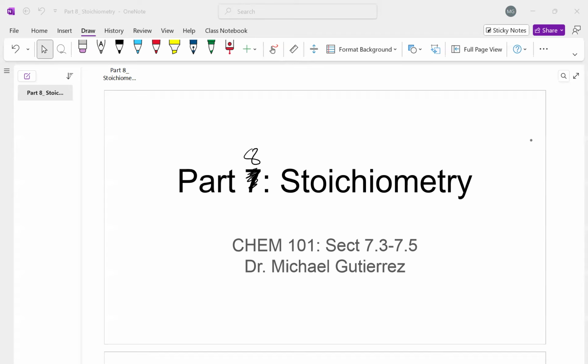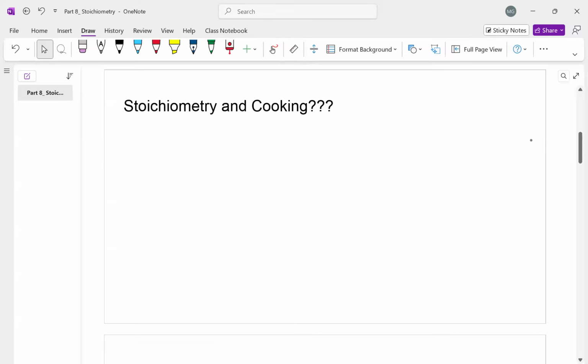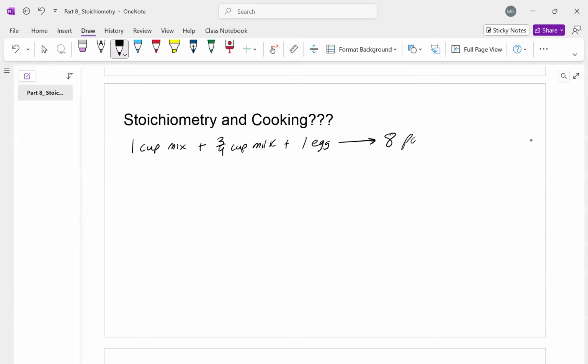The best way to relate stoichiometry to something real world is through cooking. You might ask, how is that even relevant? Well, I look at the kitchen as a lab. It's just that I get to eat the products once I'm done. So let's take a simple recipe and put it into chemistry terms. We could take a cup of pancake mix, add 3/4 cup of milk and 1 egg, mix it all up in a quote unquote chemical reaction, and that'll make some pancakes.